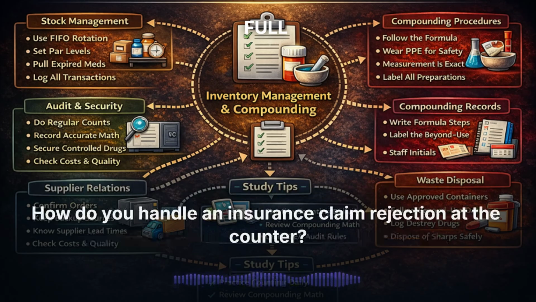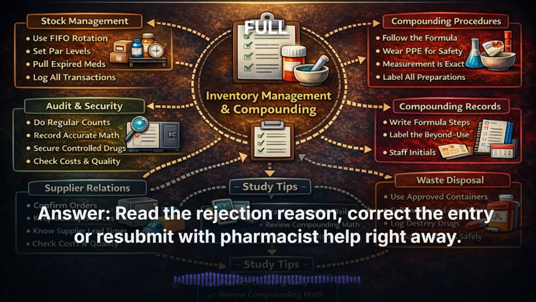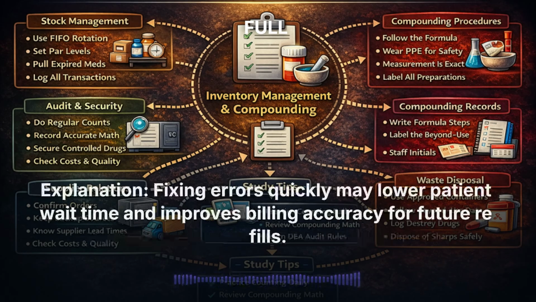2. How do you handle an insurance claim rejection at the counter? Read the rejection reason, correct the entry or resubmit with pharmacist help right away. Fixing errors quickly may lower patient wait time and improves billing accuracy for future refills.